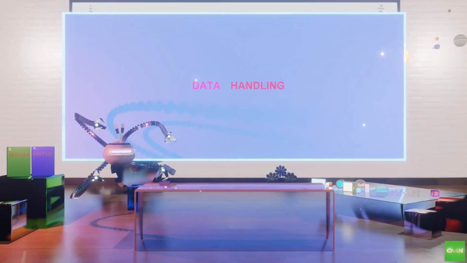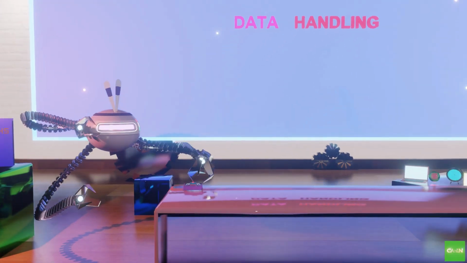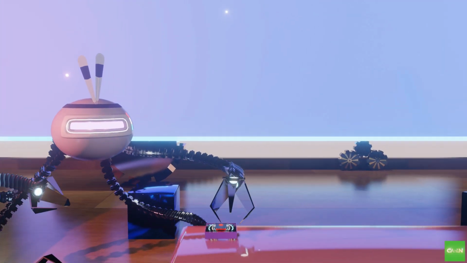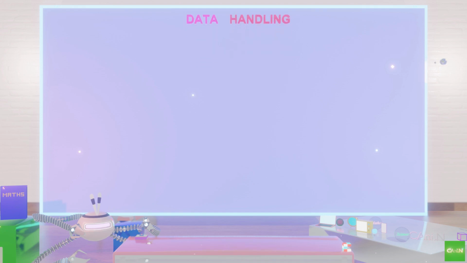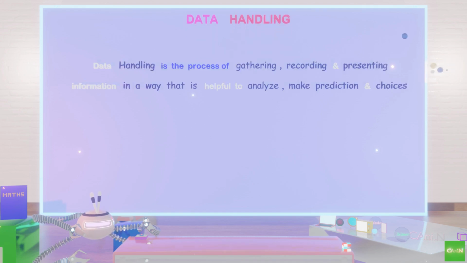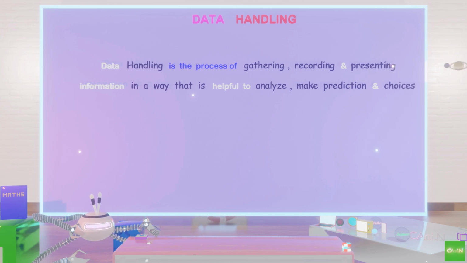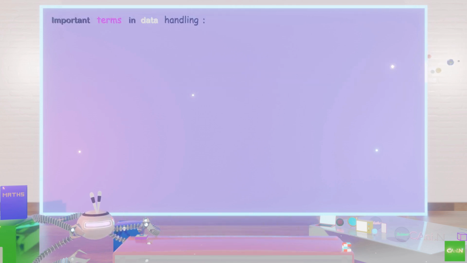Today our topic is data handling. Data handling is the process of gathering, recording, and presenting information in a way that is helpful to analyze, make prediction, and choices. Important terms in data handling.